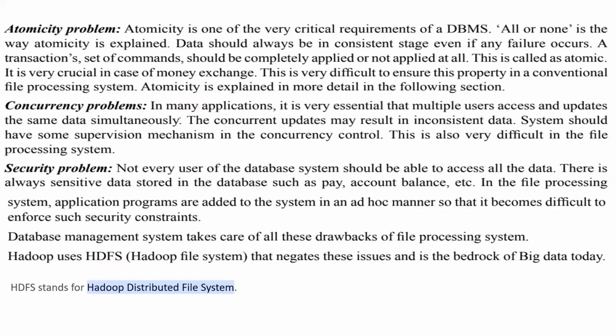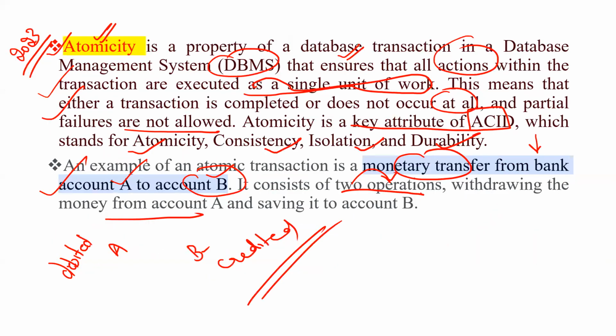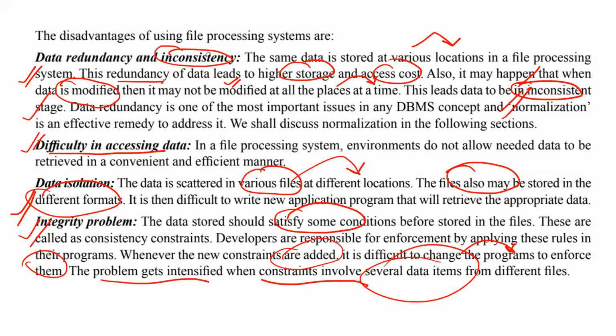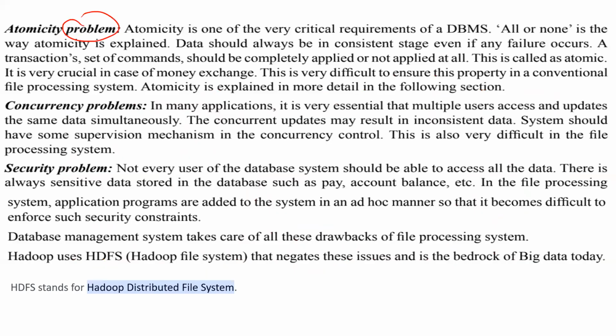It is one of the features. So the atomicity problem, under which does it come? It is basically a problem under the file processing system. Atomicity is one of the very critical requirements of a DBMS. All or none is the way atomicity is explained. Data should always be in a consistent state, even if any failure occurs. A transaction set of commands should be completely applied or not applied at all. This is called atomic.